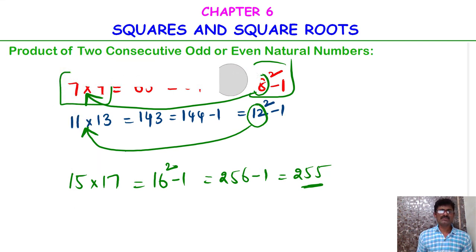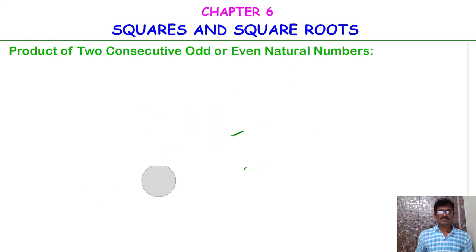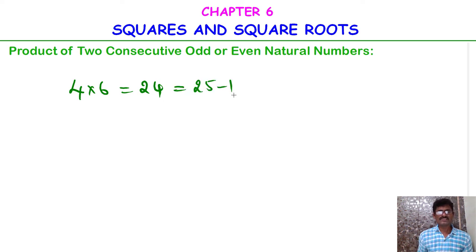Now let us take even numbers. Suppose let us take two consecutive even natural numbers. Suppose 4 into 6. 4 into 6 equal to 24. This can be written as 25 minus 1, which is equal to 5 square minus 1. Now you observe this 5 is in between 4 and 6.